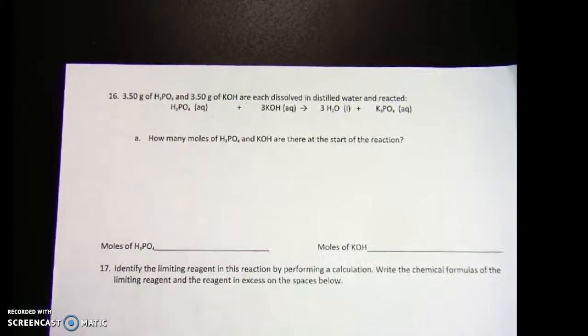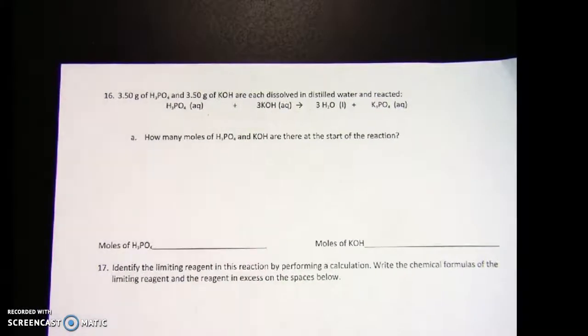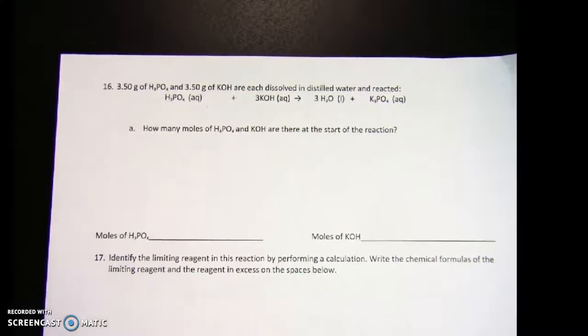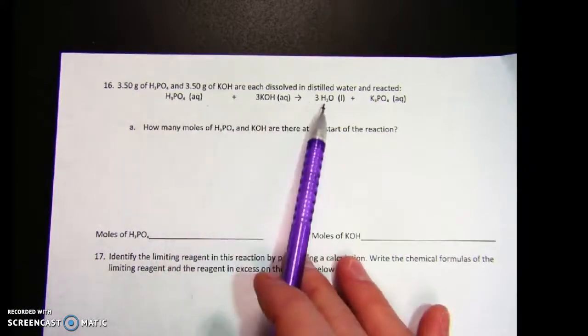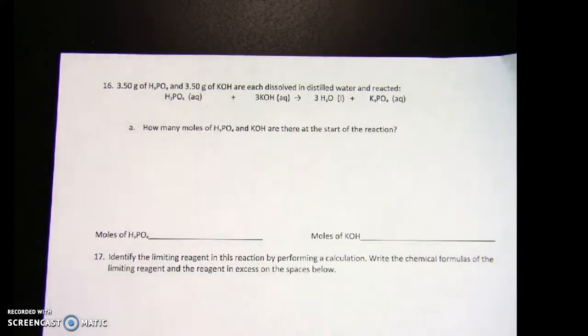Turning to question 16 on the back, 3.5 grams of H3PO4, which is phosphoric acid, and 3.50 grams of KOH are dissolved in distilled water and reacted. I always check to make sure it's balanced first, and looks like that's already done. How many moles of H3PO4 and KOH are there at the start of the reaction?